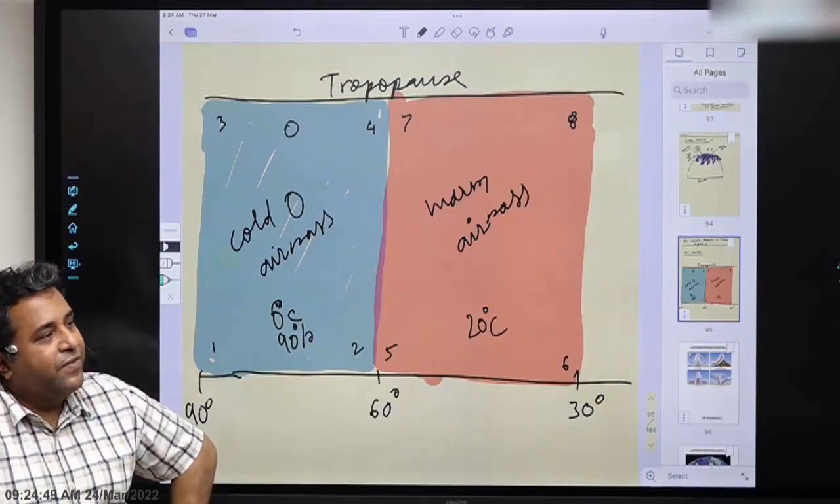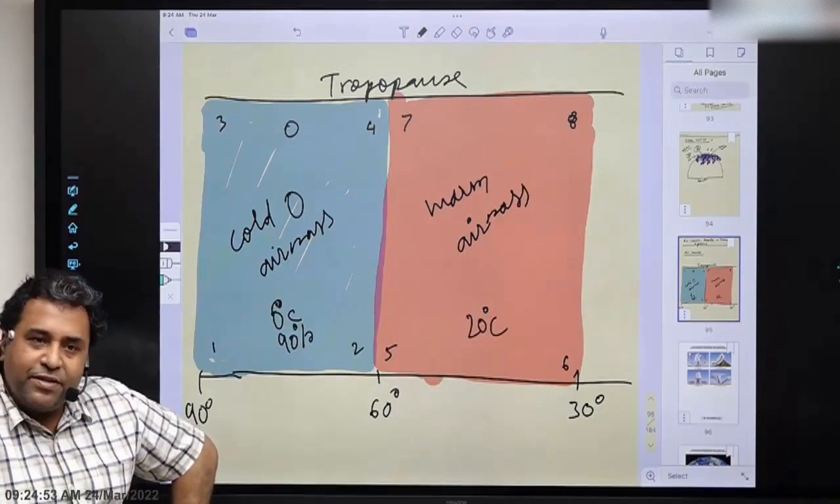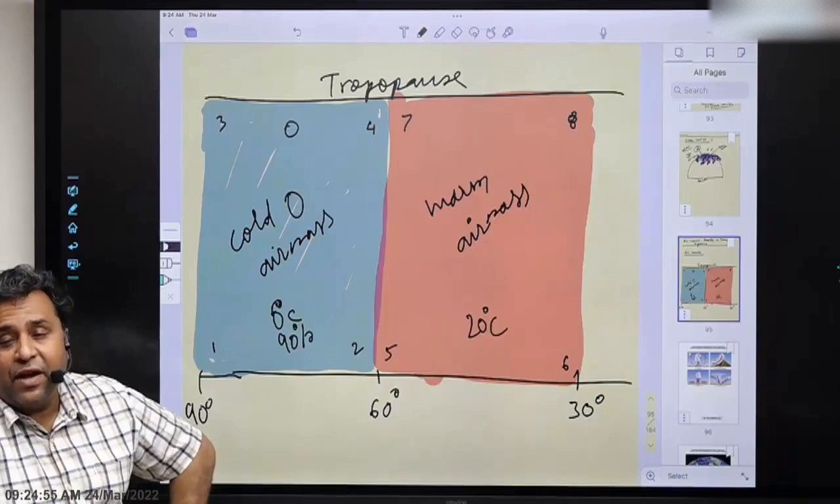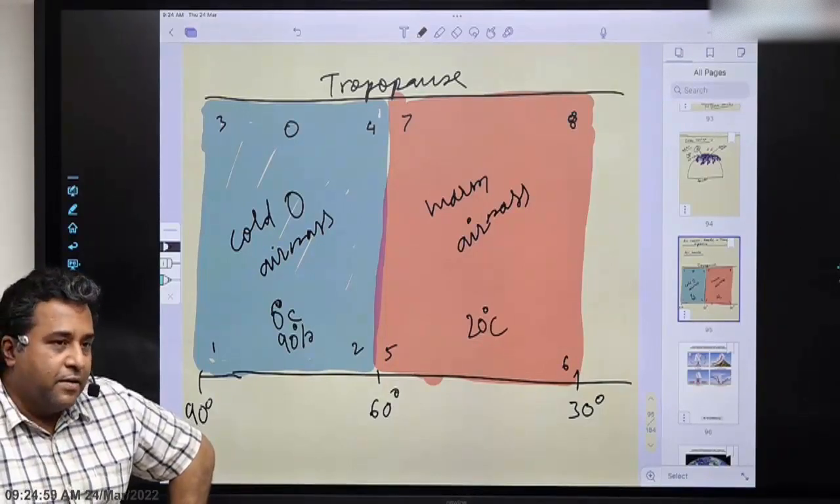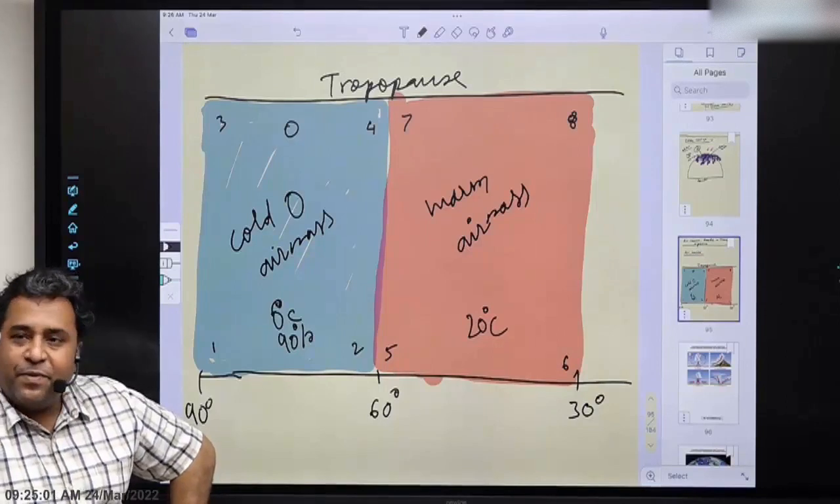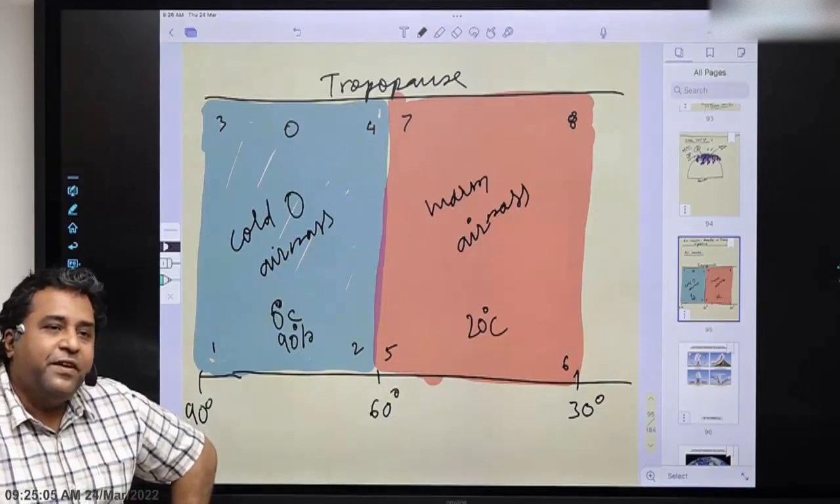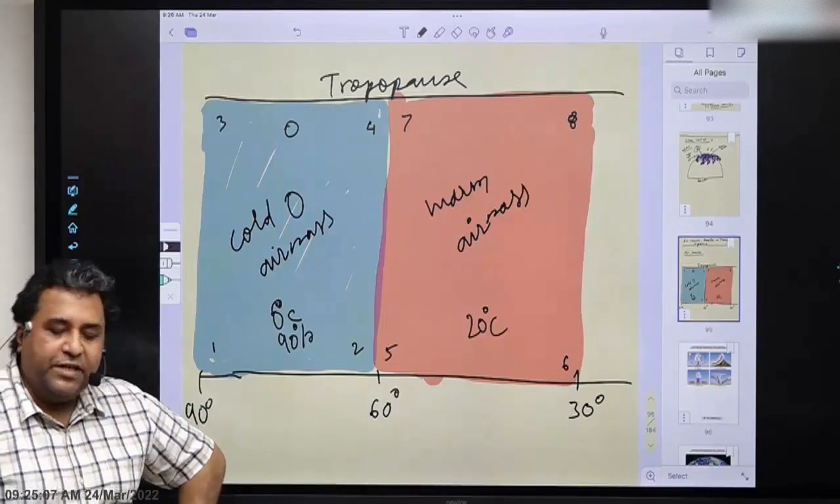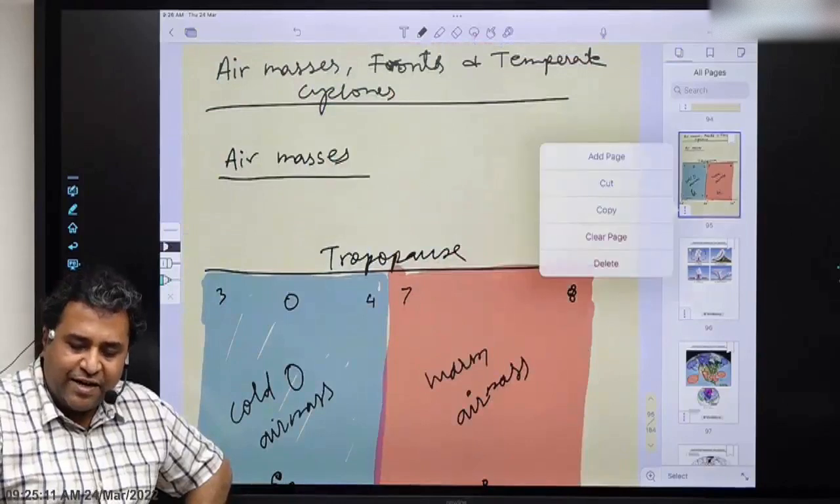Air masses have other classifications also, but we don't do it because it's not given in NCERT, neither given in GC Leong, never asked in exam. Right? It is optional, you can do it there. But for our purpose, we have to do only this. Is this perfectly fine? Are you understanding? Okay? Very good. So now let us try to draw and understand and write further.